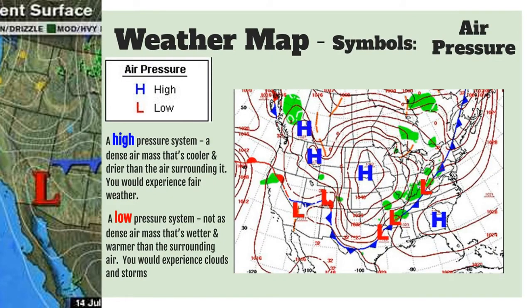Other symbols that you might see on a weather map include high and low air pressure. A high pressure system is a dense air mass that's cooler and drier than the air surrounding it. You would experience fair weather here. A low air pressure system is not as dense as the air mass, and that's wetter and warmer than the surrounding air. You would experience clouds and storms.